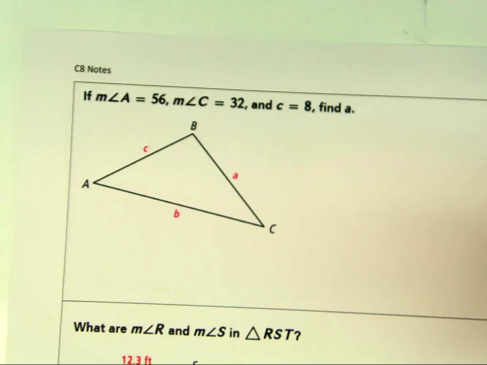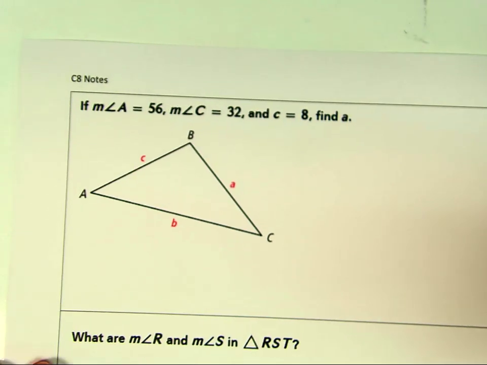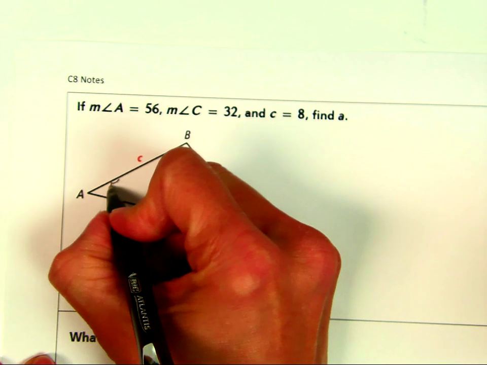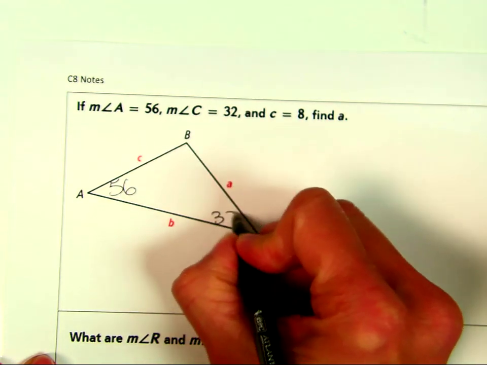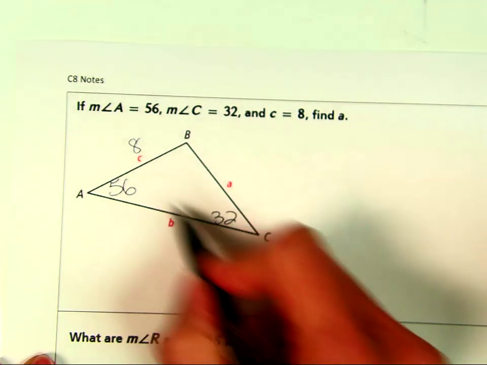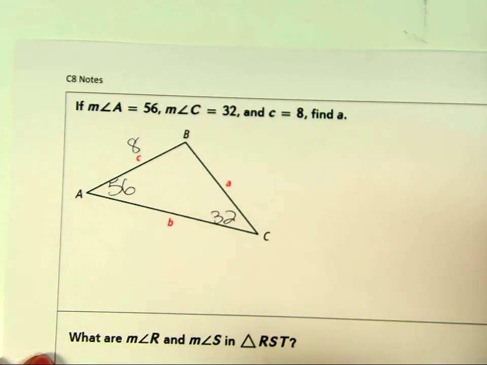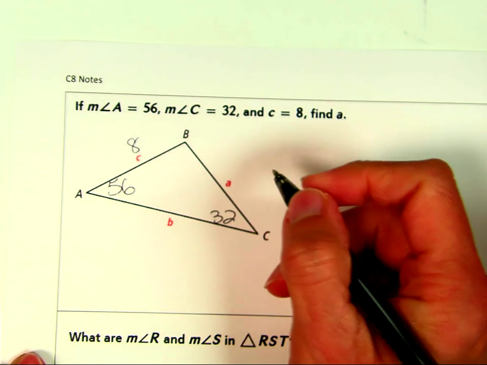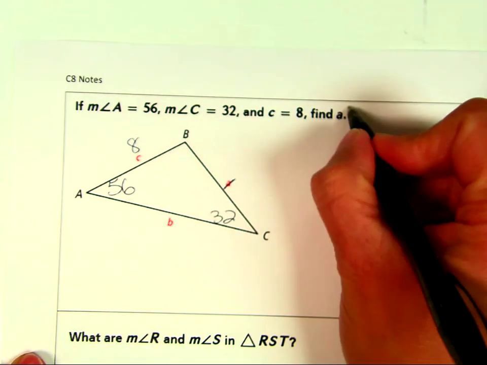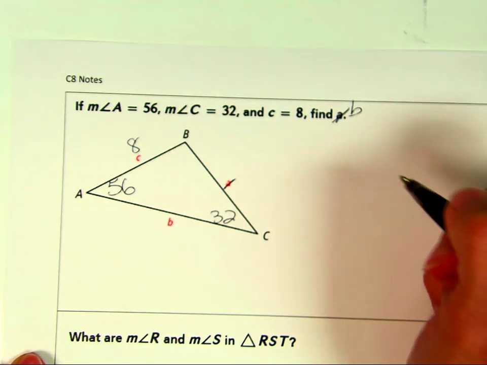Alrighty. Now, let's see. I might skip this one. Let's see what it says. 32, and then C is 8, and they're asking me to find A. I'm going to skip that one because it's the same, and we just did 2 of them. Why don't I do this? Why don't I say, hey, let's find B instead? So let's pretend this said B. We're going to do that.